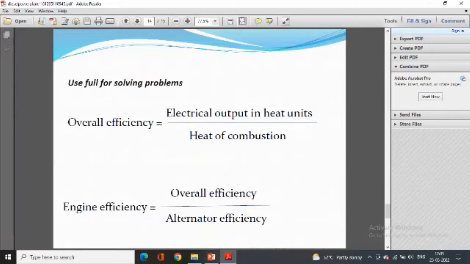These are some formulas used for solving the problems. First is overall efficiency. The overall efficiency of a diesel power plant is equal to the electrical output in heat units divided by the heat of combustion.